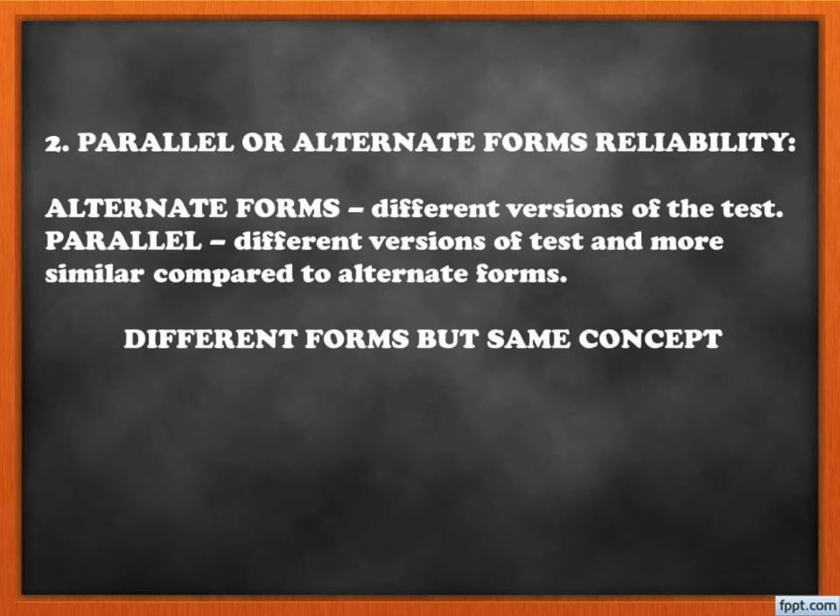What is the difference between these two? When we say alternate forms, it talks about the different versions of the test, while the parallel, this is a different versions of test and more similar compared to alternate forms. Kumbaga, yung parallel forms is 1:1 copy ng bawat isa, pero magkaiba lang ng konti sa presentation. So they have the same logic, different forms, same concept. While alternate forms reliability measures a test coefficient of equivalence.